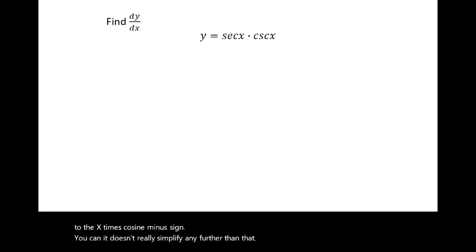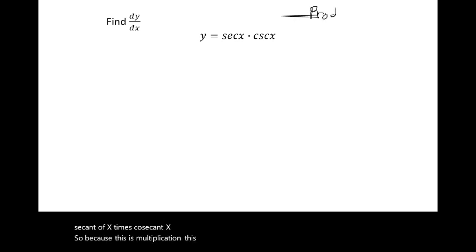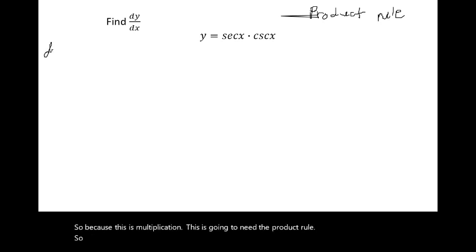It doesn't really simplify any further than that. So because the other three trig functions are course objectives, let's work with some of the derivatives of some of the other trig functions. So we're going to find the first derivative dy dx of secant of x times cosecant x. So because this is multiplication, this is going to need the product rule. So secant x is the first part of the product. Cosecant x is the second part of the product.